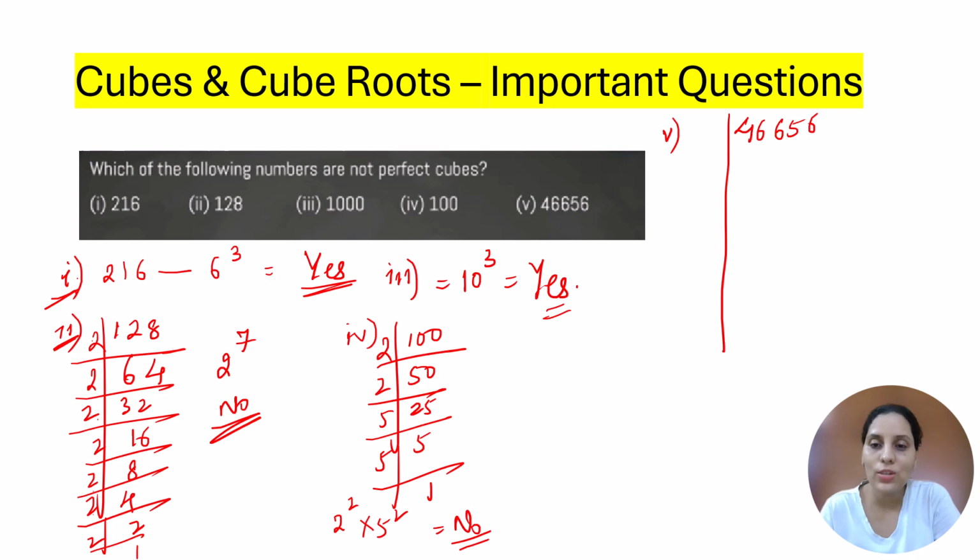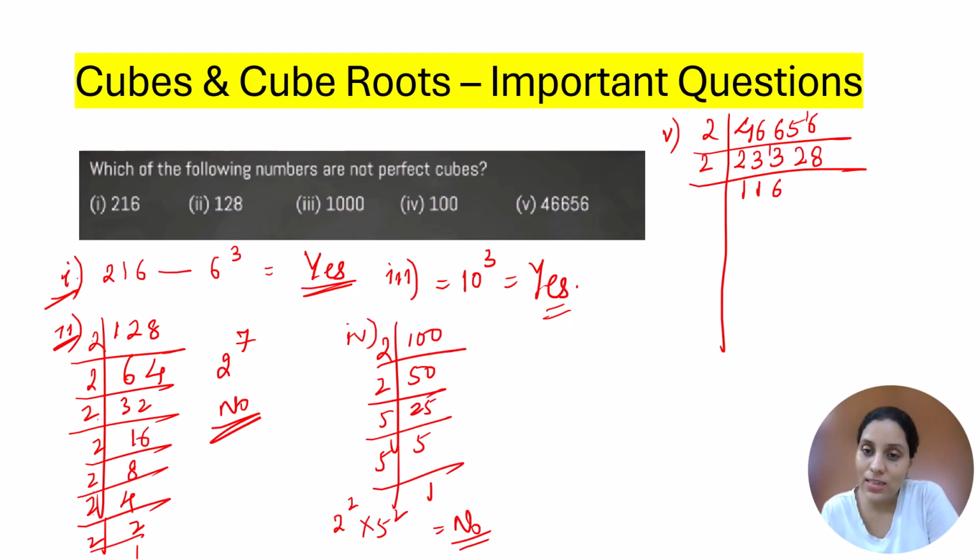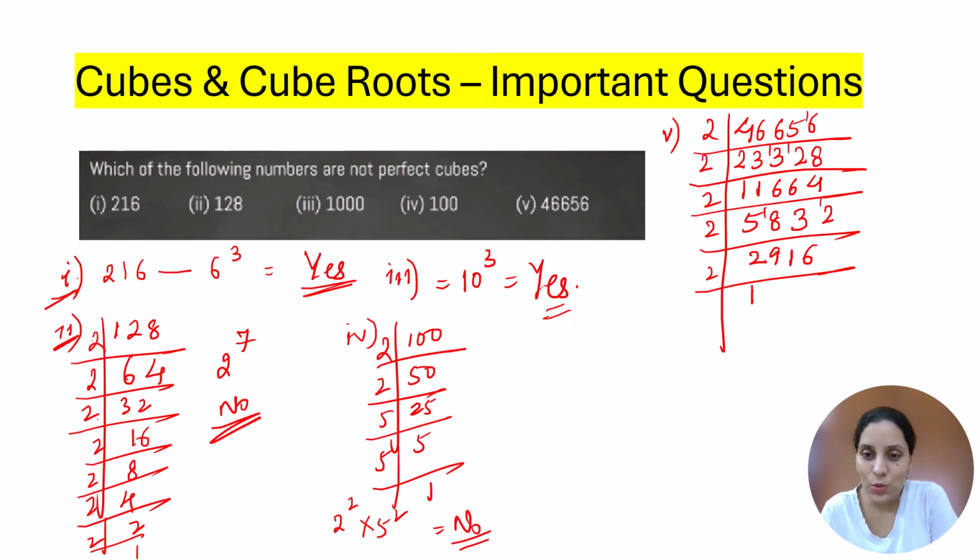Next one, last one, 46,656. Again we will do using prime factorization to check if it's a perfect cube or not. 2 2s are 4, 2 3s are 6, 2 3s are 6, 2 2s are 4, 1 carry, 2 8s are 16. Next again 2 1s are 2, 2 6s are 12, 2 6s are 12, 2 4s are 8. Again 2 5s are 10, 2 8s are 16, 2 3s are 6, 2 2s are 4. 2 2s are 4, 2 9s are 18, 2 1s are 2 and 2 6s are 12. 2 1s are 2, 2 4s are 8, 2 5s are 10 and 2 8s are 16. 2 7s are 14, 2 2s are 4, 2 9s are 18.